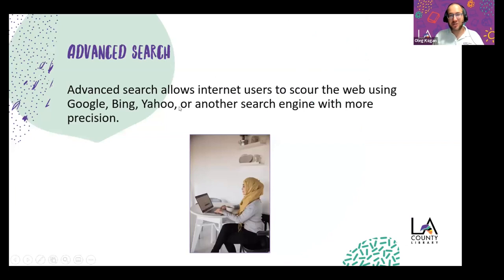So, advanced search allows users to scour the web using Google, Bing, Yahoo, or another search engine with more precision. Besides Google, Bing, and Yahoo, there are a number of other search engines out there. I mentioned this term before, information retrieval systems. A search engine is a type of information retrieval system. There are search engines that are attached to the World Wide Web, and there are also search engines, as you know, attached to other more specific databases, such as our library catalog. Some of the advanced search techniques that you learn today, you can even apply to the library catalog.